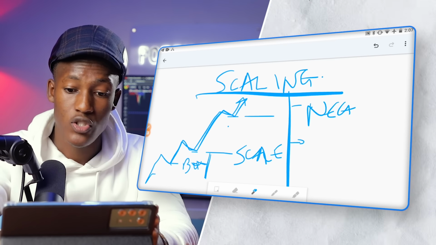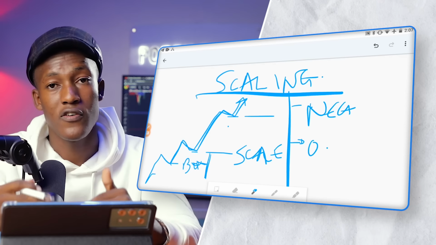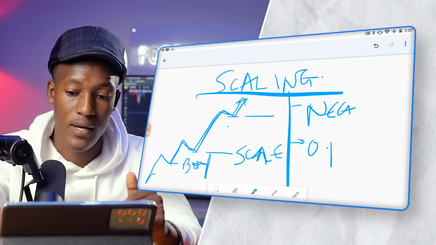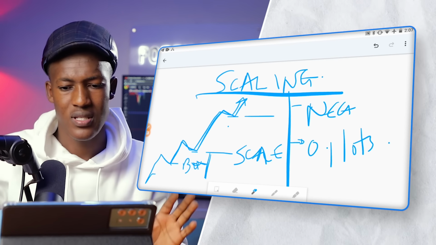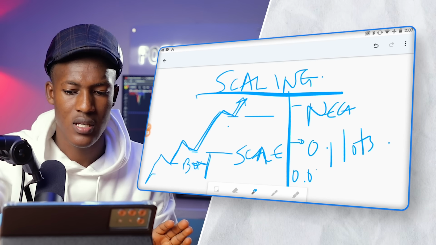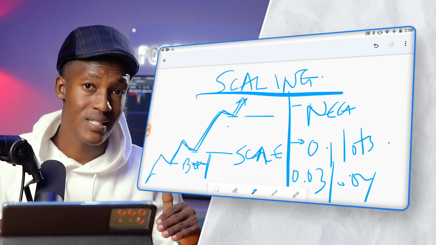And then the other thing that you should mark out most importantly is use smaller lot sizes as compared to the ones that you opened up at the start. So let's say your first trade at first was 0.1 lots. When you are scaling in more positions, use let's say 0.03 or 0.04. At least let it be smaller than the lot size that you entered at first. Now, how does this help?